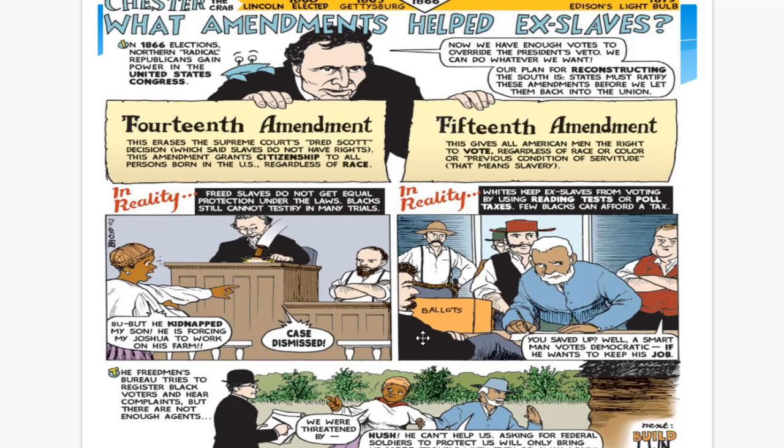I think that this one right here, the 14th Amendment, erases the Supreme Court's Dred Scott decision, which said slaves did not have rights. This amendment granted citizenship to all persons born in the United States, regardless of race.